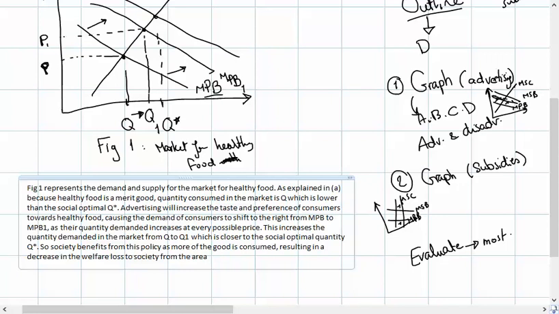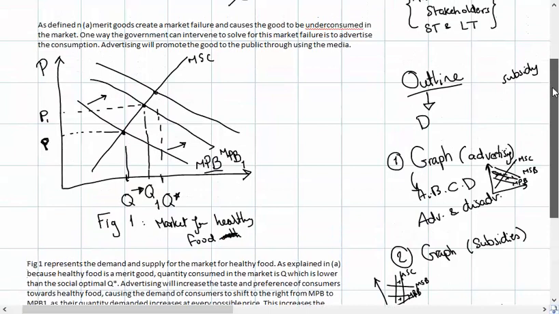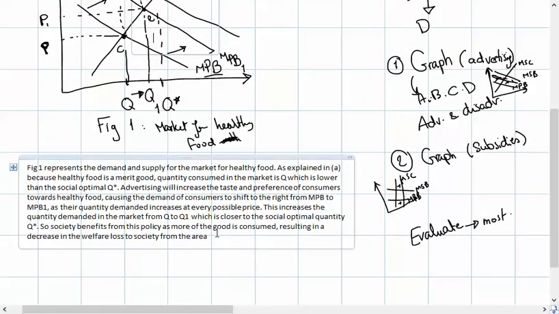And you can identify the area of the welfare loss before the advertising and after the advertising. So if I go up, before the advertising, the area of the welfare loss was from here until the point of the social optimum, so A, B, C. And now it became Q1, so it became a much smaller welfare loss, A, D, E. From the area ABC to triangle ADE.